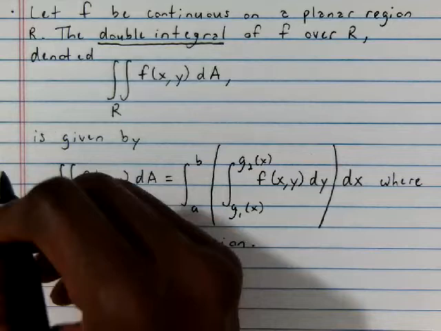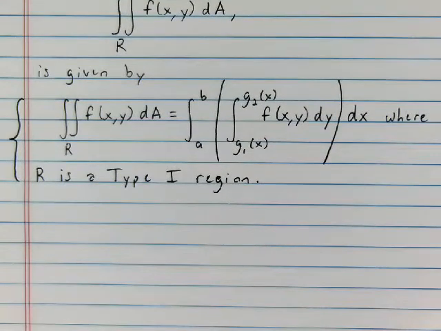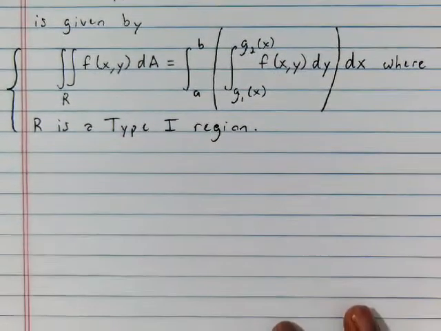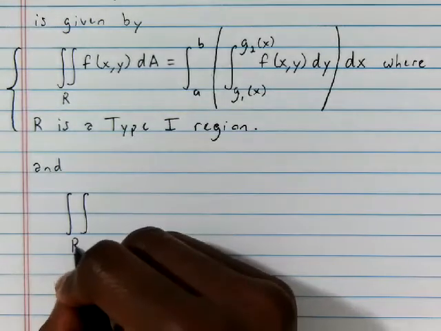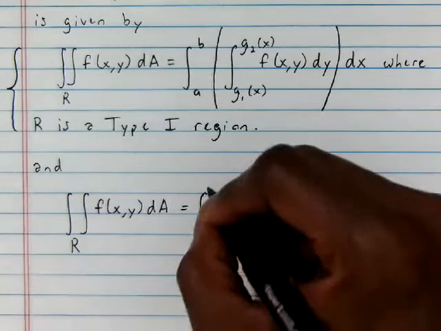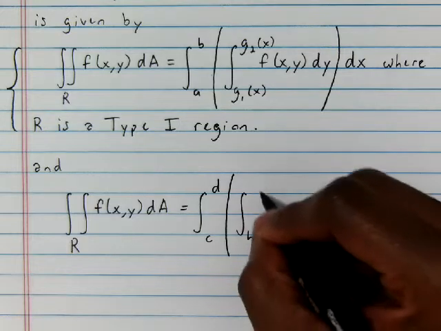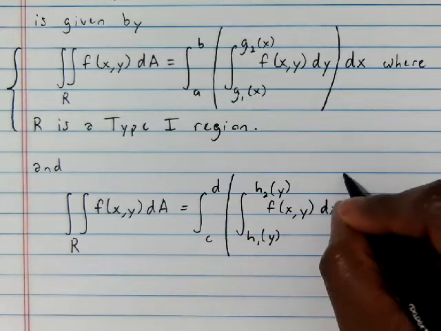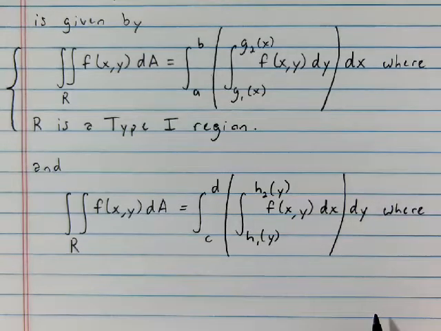All right, so let's put this in a little bracket or something so we don't confuse the type 1 region with the type 2 region. And the double integral over R of f(x, y) dA equals the integral from c to d, in parentheses, the integral from h sub 1 of y to h sub 2 of y of f(x, y) dx, close parentheses, dy, where R is a type 2 region.